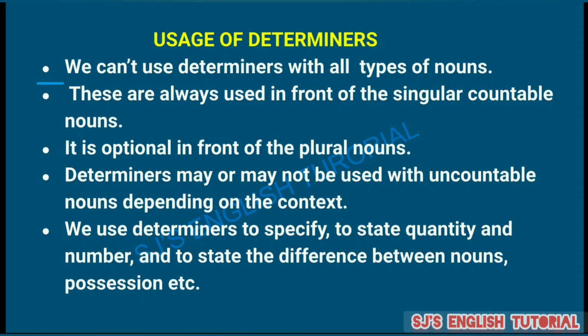We can't use determiners with all types of nouns. These are always used in front of singular countable nouns. It is optional in front of plural nouns. Determiners may or may not be used with uncountable nouns depending on the context. We use determiners to specify, to state quantity and number, and to state the difference between nouns, possession, etc.